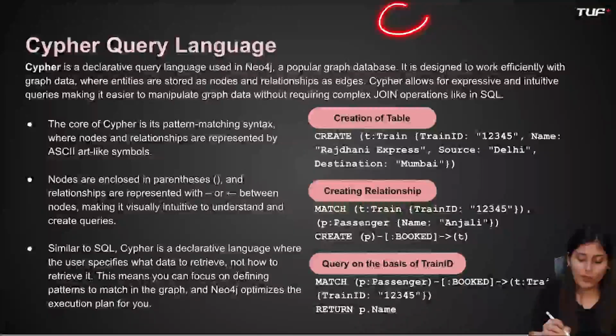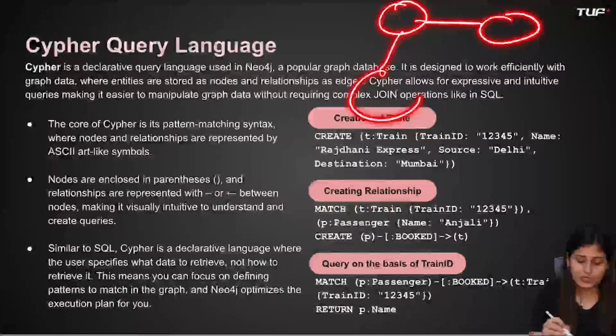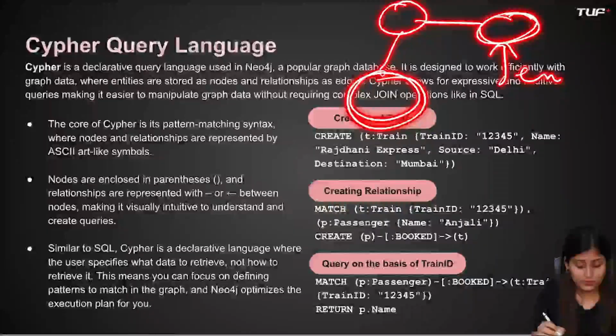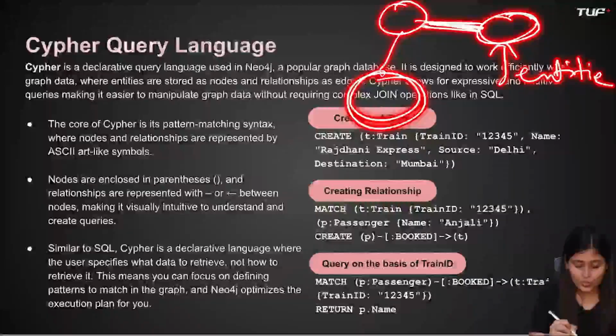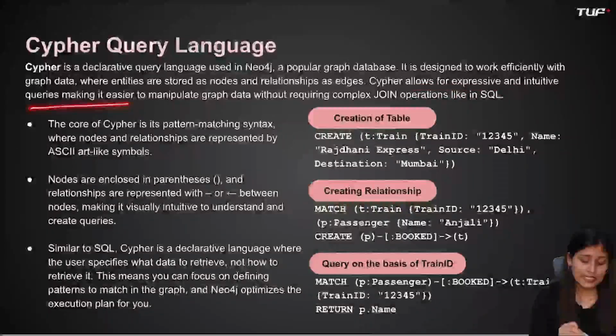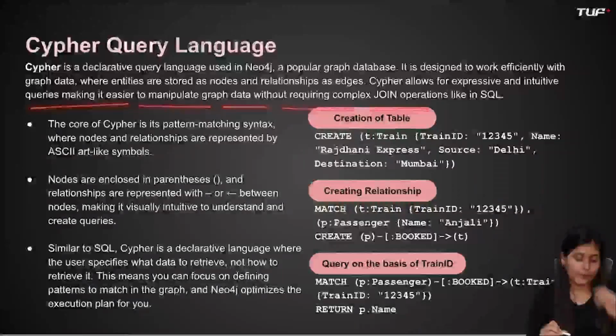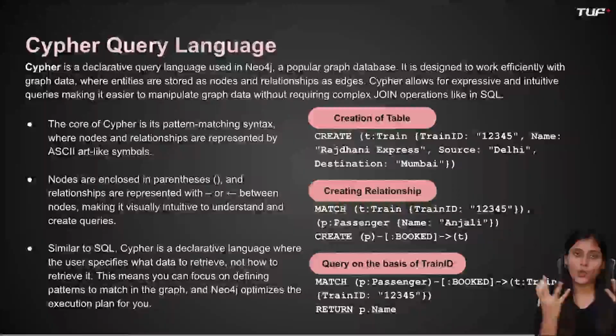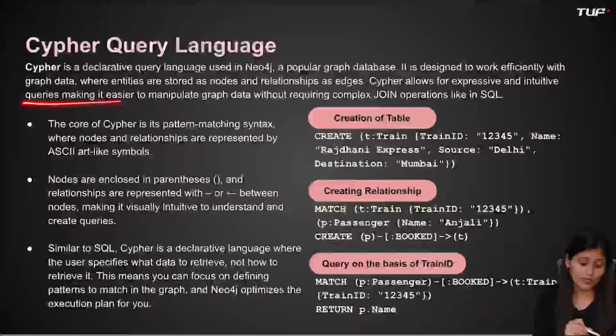So we know how a graph database looks, that we will be having these circular things which are nothing but entities, these are tables, and this edge shows the relationship between those tables, right? So Cypher query language we basically use to work with the graph database. It also allows for expressive and intuitive queries, making it easier to manipulate graph data without requiring complex join operations like in SQL. It makes query execution very simple and easy.